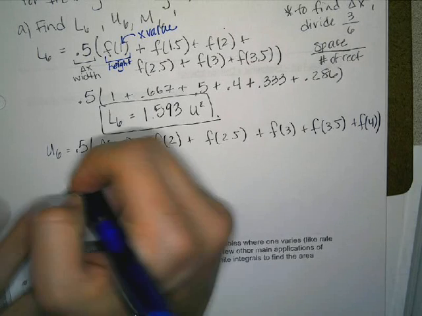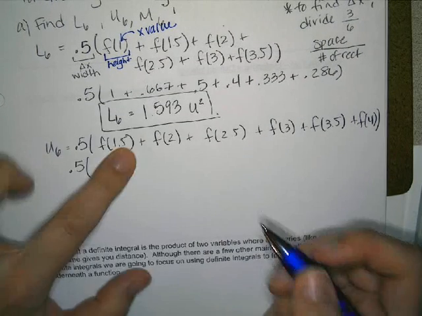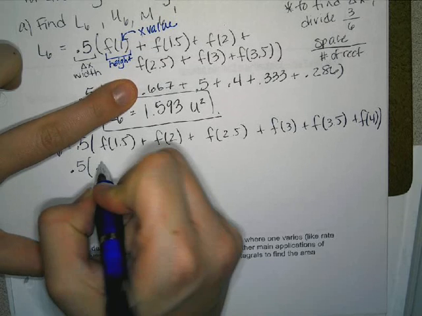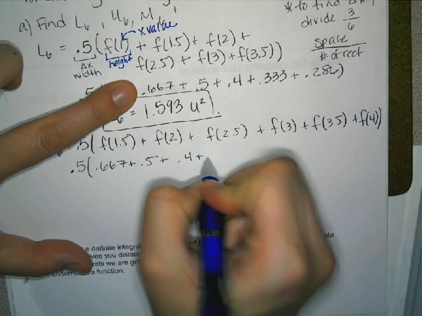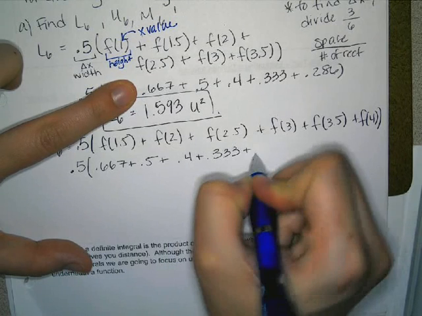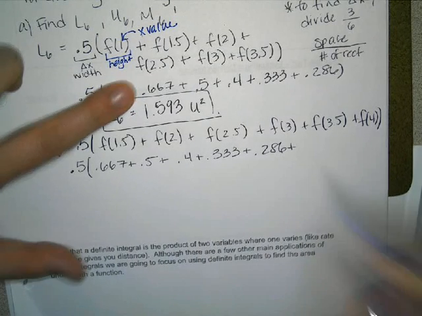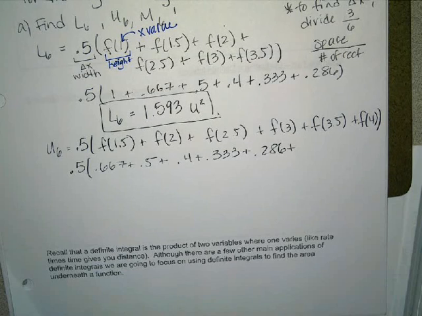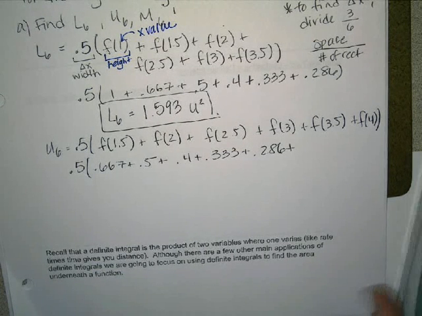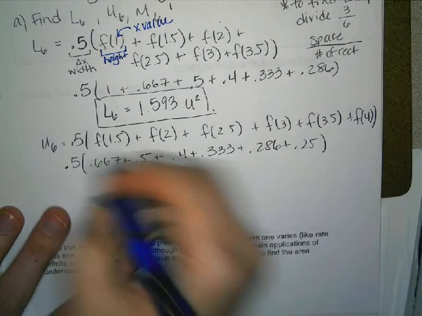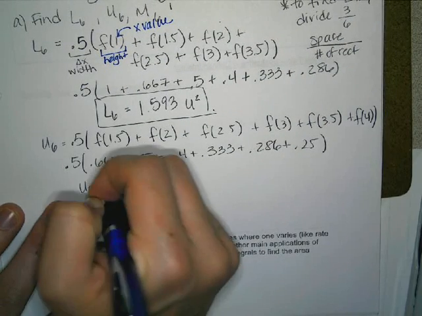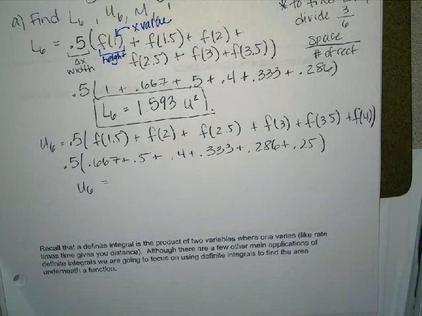And then I have some of these listed already. So 0.667, 0.5, 0.4, 0.333, 0.286, and then f of 4 is 0.25. So use sub 6. Again, if I could have 2 or 3 people punch this out.